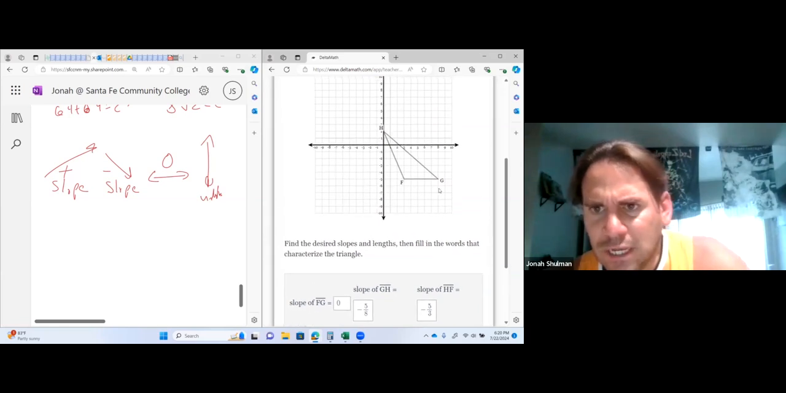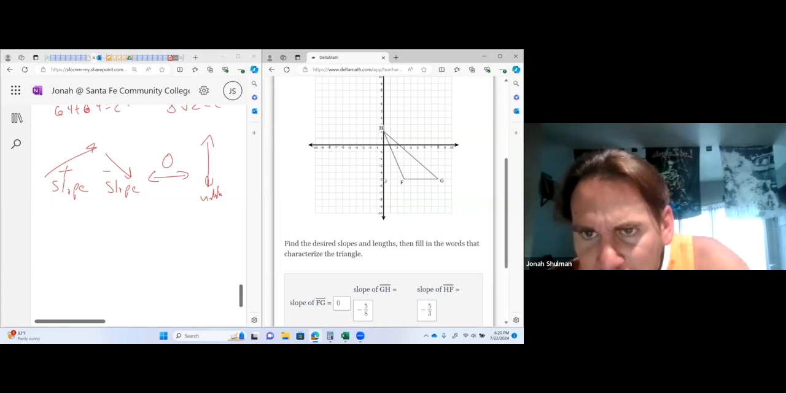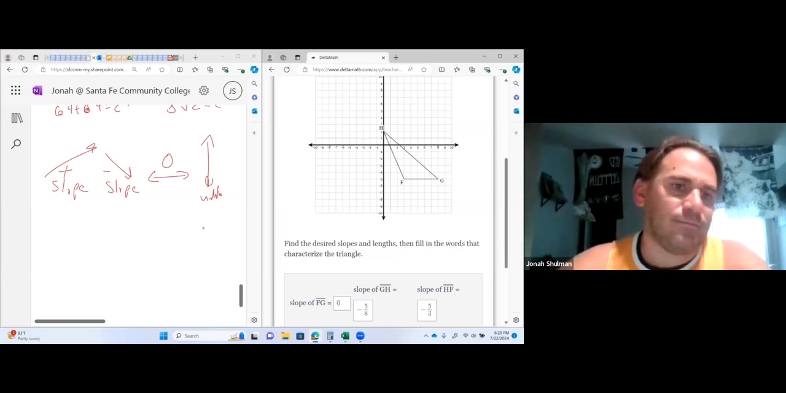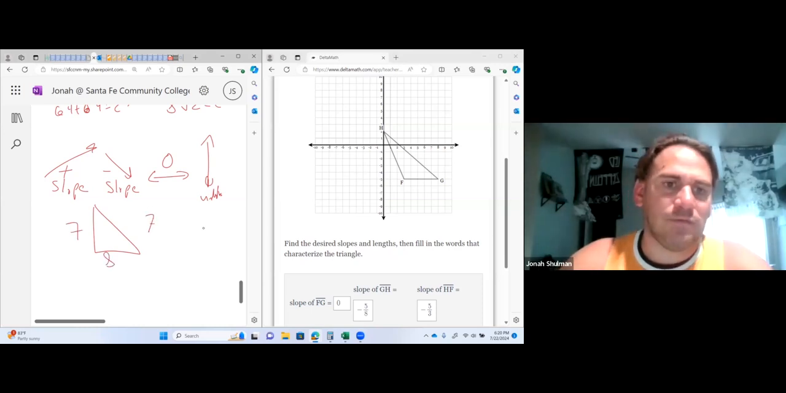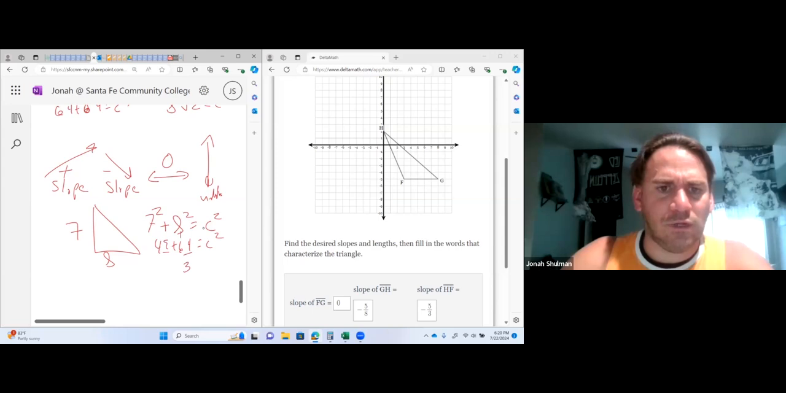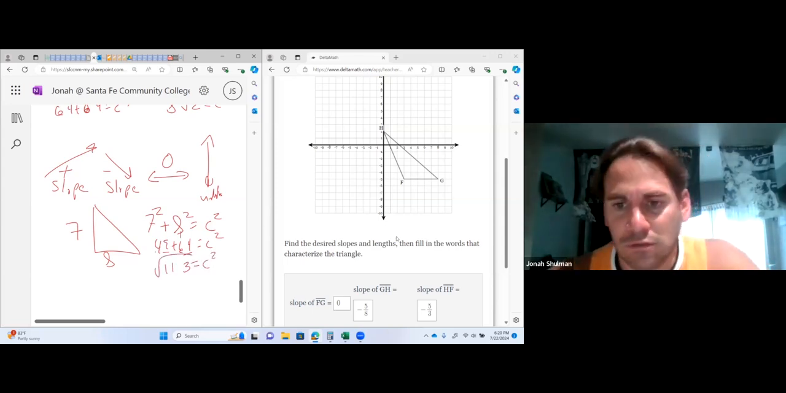We need the length of GH. So we can think of this as a point, and this is a point. So this is going to be 7, and that's going to be 8. So to get this distance, I need this to be 7 and this to be 8. So that's 7 squared plus 8 squared equals c squared. 49 plus 64 equals c squared. 9 and 4 is 13. Carry the 1s. That's 113 equals c squared. So it's the square root of 113.